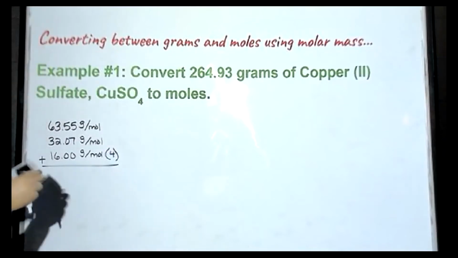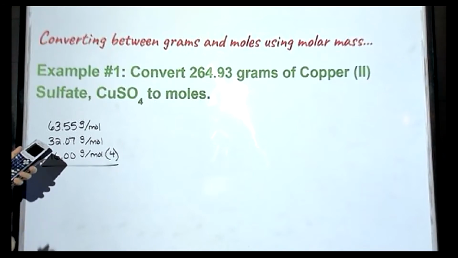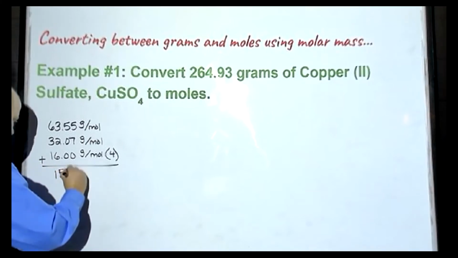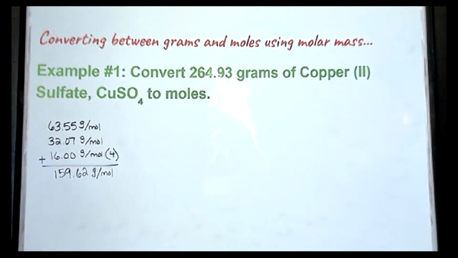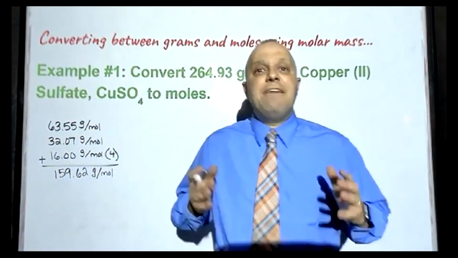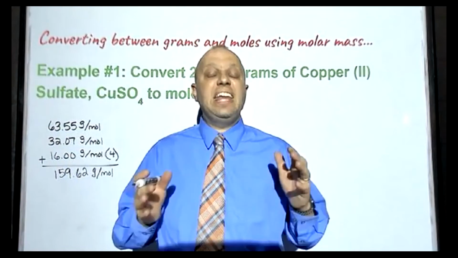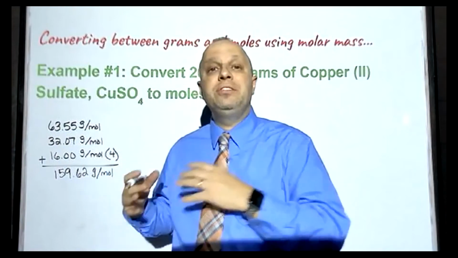We are going to add those numbers up, 63.55 plus 32.07 plus 16 times 4 to give us a grand total of 159.62. The next part is going to look very familiar to us. If you think back to what we did when we were looking at metric unit conversions and at English unit conversions, we're going to apply that very same method to what we're doing today.